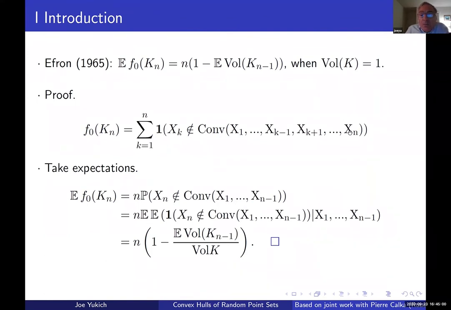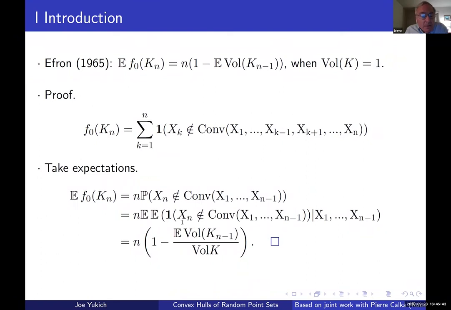These random variables on the right-hand side are identically distributed. They all have the same probability, so it suffices to look at the probability that xn is not in the convex hull of the first n-1 points. And that's this expression here. We multiply by n. Take the conditional expectation, and we come to this line here. So we condition upon the positions of the first n-1 points, and we ask for the probability that the nth point is not in the convex hull of the first n-1 points.